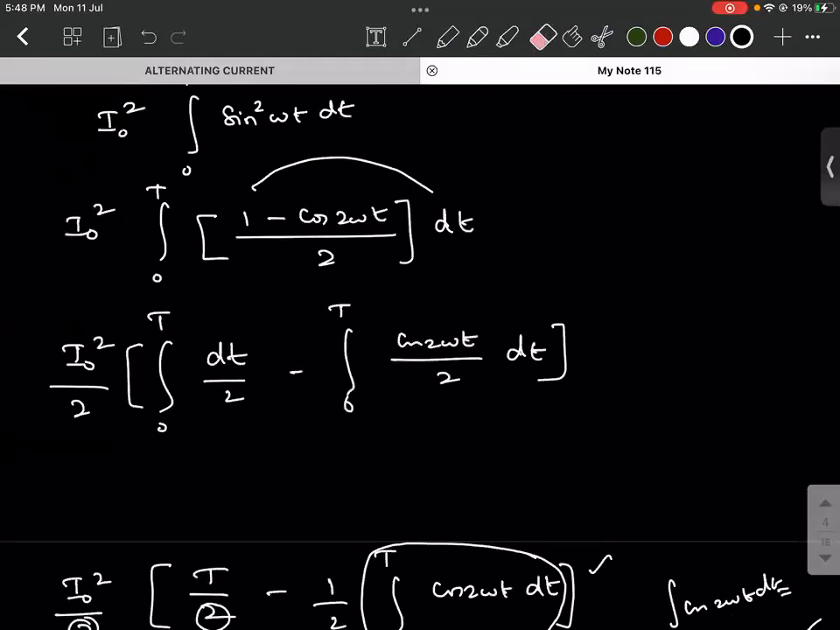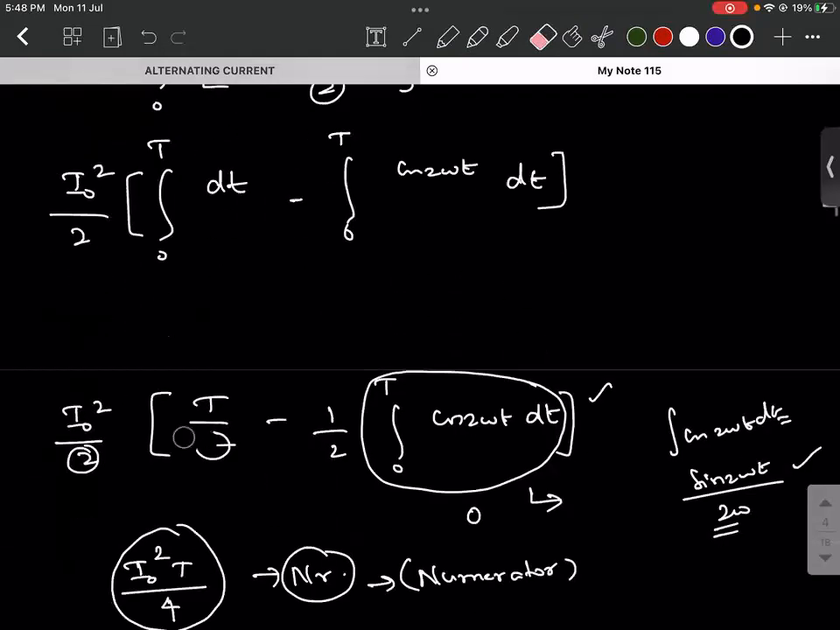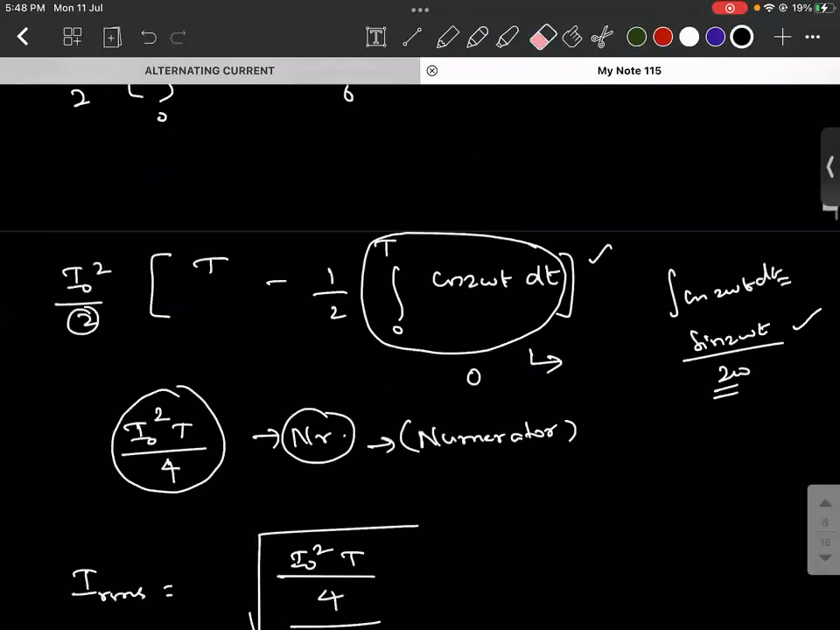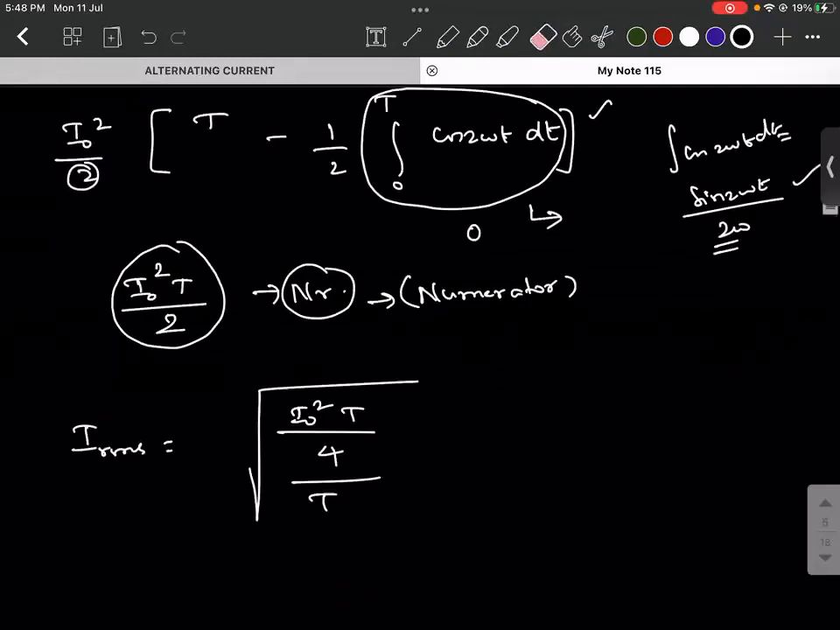Hey, 1 minute. There is a mistake. I took this 2 twice. So this 2 should have come out. Then here there is no 2. Here the answer would have been I naught square t divided by 2. And this will also be 2. This t and t will get cancelled. You will get the answer as I naught divided by root 2.